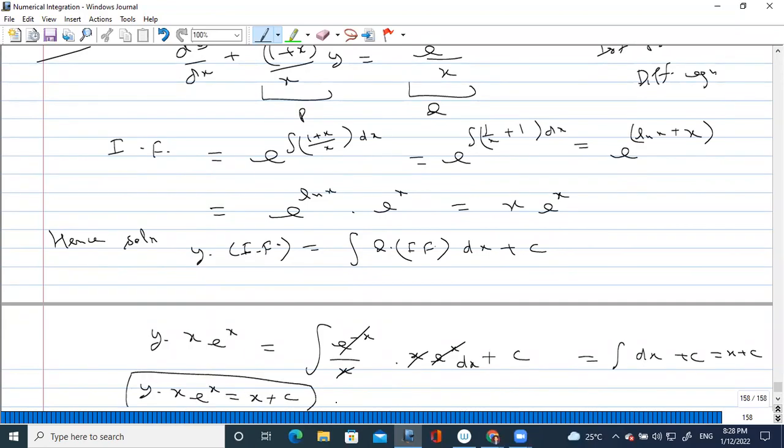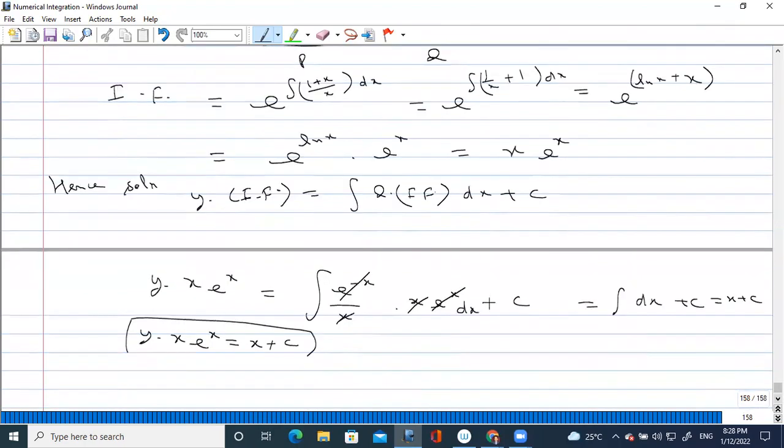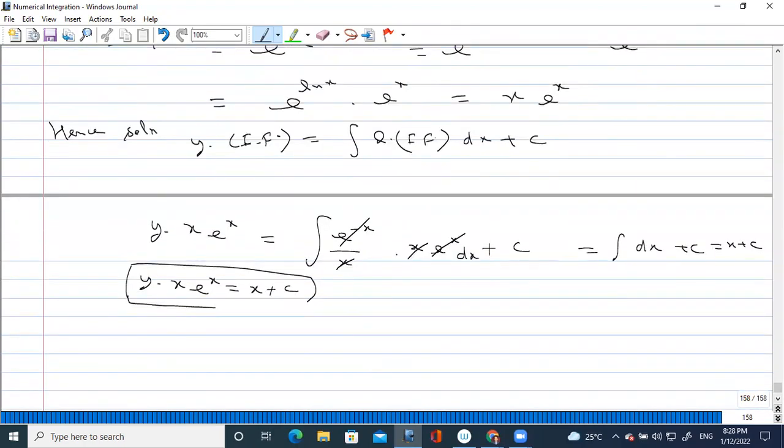This is the answer, but here they have given the boundary condition so that you can find out the value of c. What is the boundary condition? y(1) is equal to 0. At x equal to 1, y is equal to 0. So put x equal to 1, y will be 0. So 0 is equal to 1 plus c. This implies c is equal to minus 1.